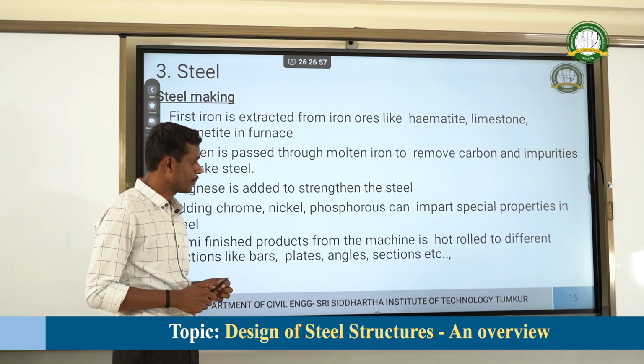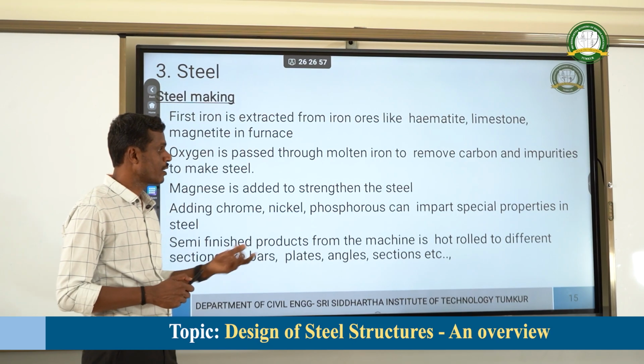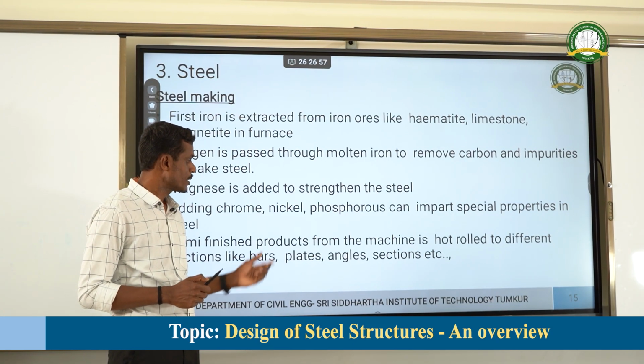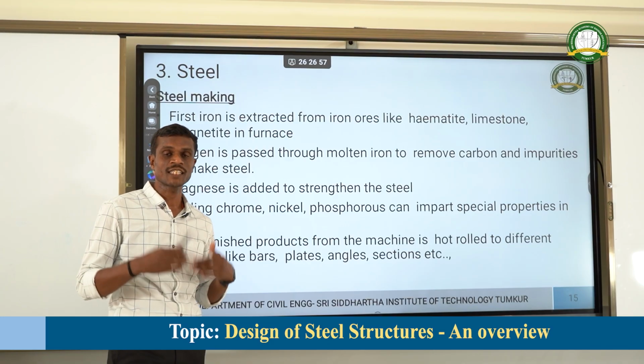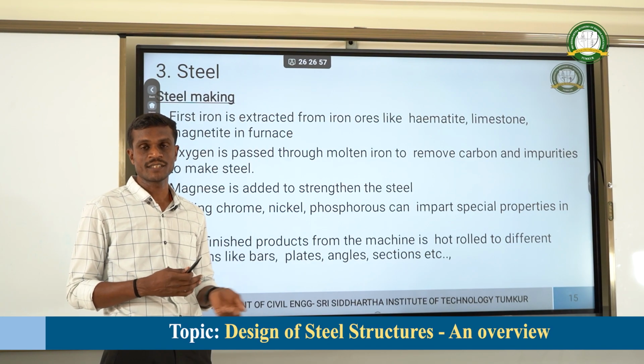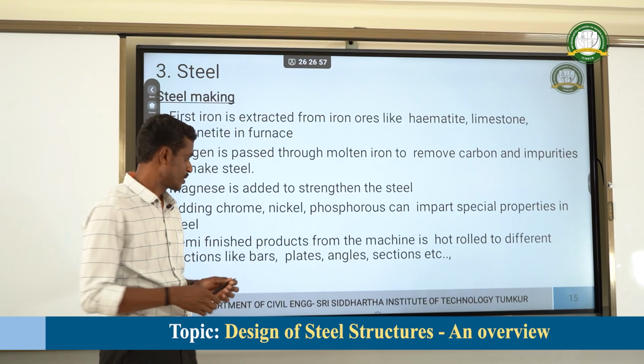Semi-finished products from the machines have to be hot rolled into different sections like bars, plates, angles and sections. So as per the requirement, they will be manufactured into flats, steels, I sections, channel sections or angle sections.